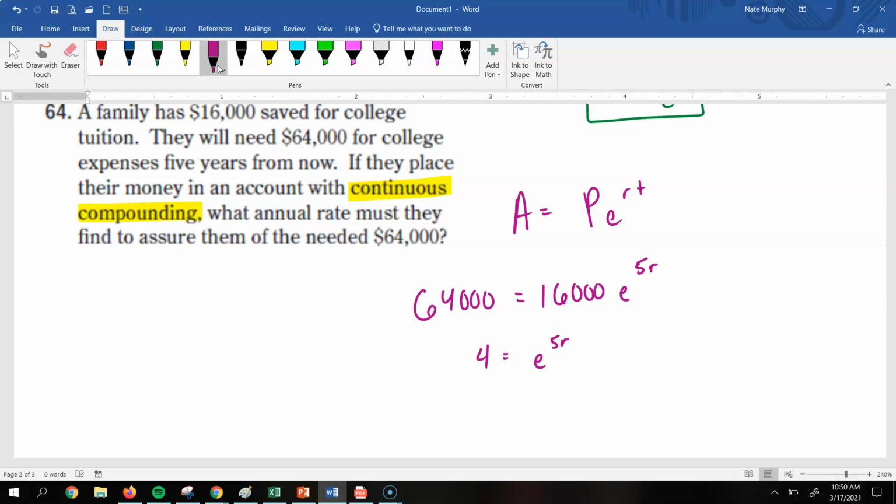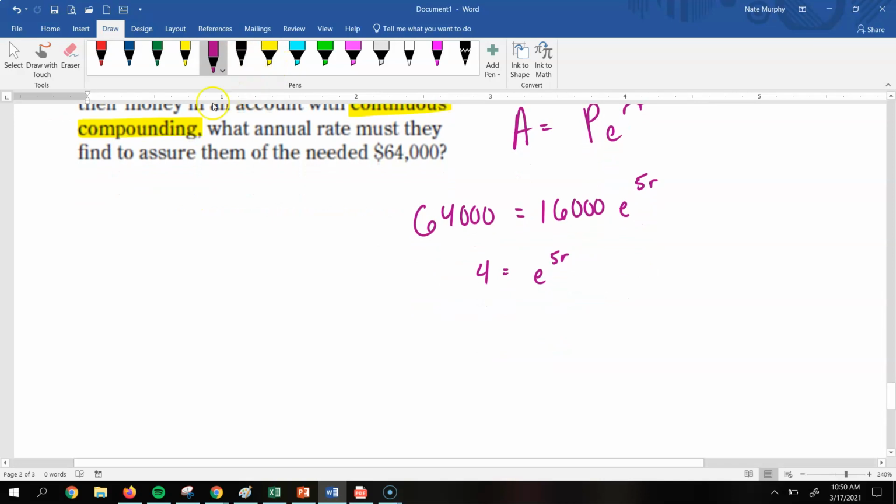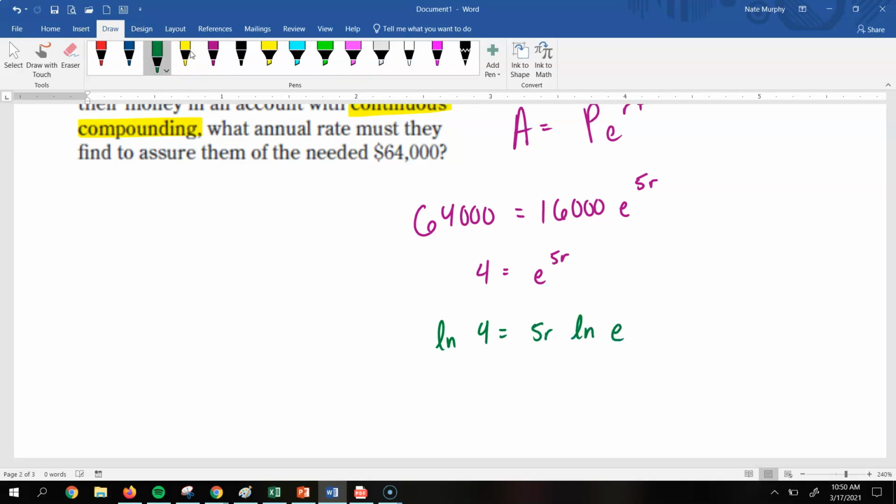So now we get this exponential equation to solve. One way to solve this would be to take the natural log of both sides. So we'd have the natural log of 4 equals, and when I take the natural log of both sides, again, this 5r would be an exponent, but that exponent we could put out in front. So I just do that all in one step. So we'd have 5r times the natural log of e. The natural log of e is just 1. So now to solve for r, I'm going to divide both sides by 5. And so when you do that, the natural log of 4 divided by 5 is 0.2773.